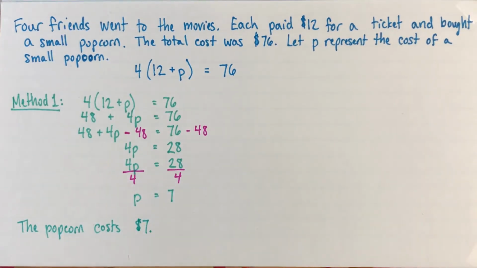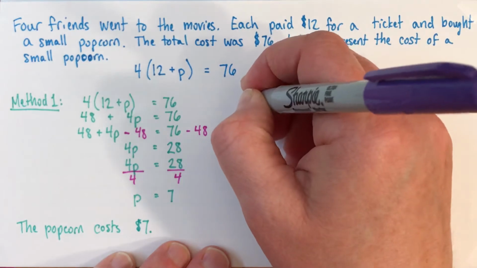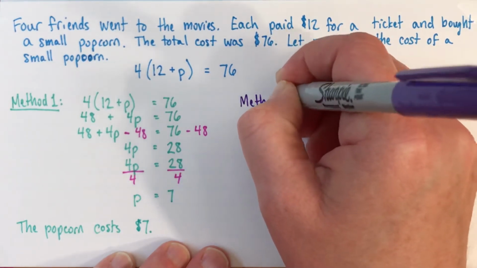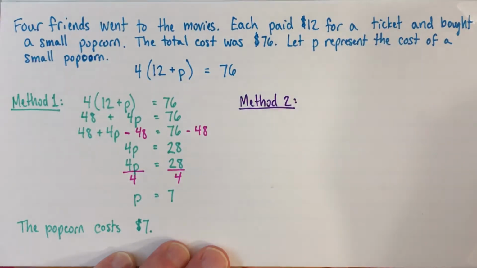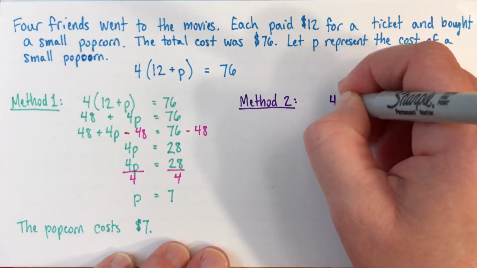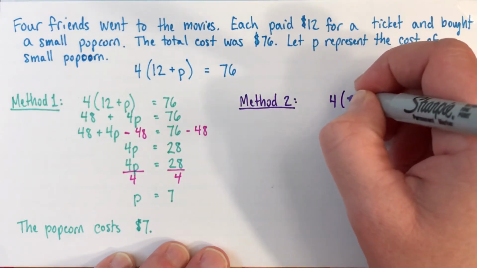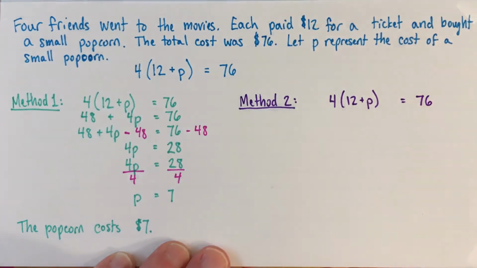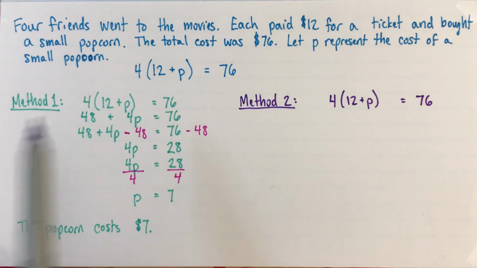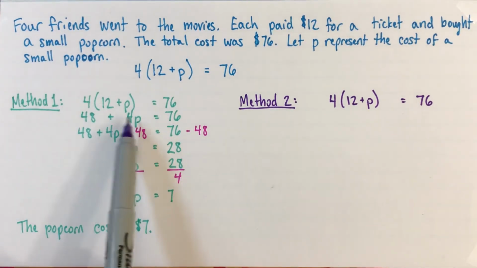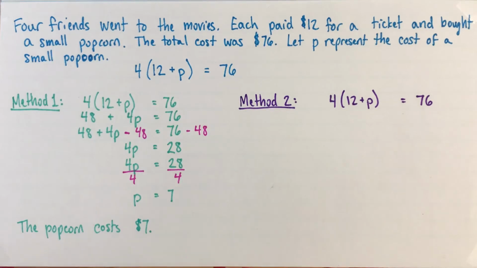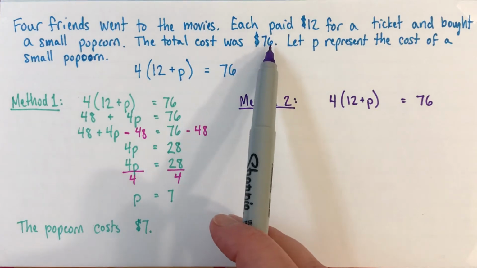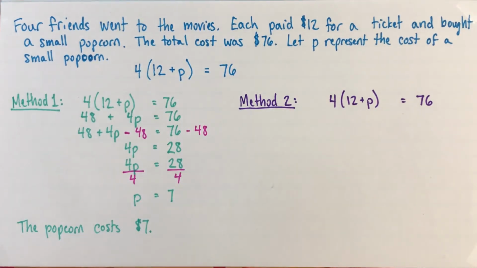Now I'd like to show you another way of solving this equation, which I slightly prefer, but I think it's just a matter of personal preference. So here's what we're going to do. Again I'm going to copy the equation: 4 times 12 plus P equals 76. So what some people might like to do, instead of thinking of the total cost of the popcorn and the total cost of the movies, is first say, well, how much was it for one person? If we know that all together the total cost was $76, how much was the total cost for just one of the friends?